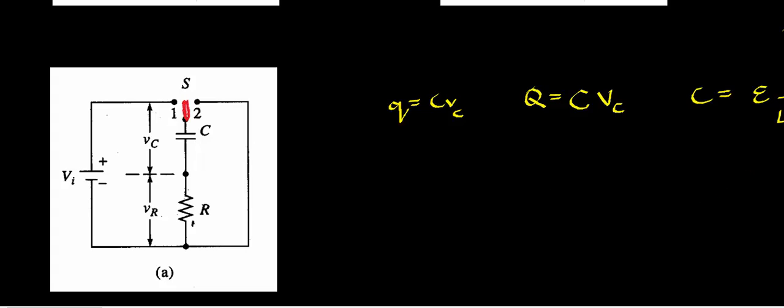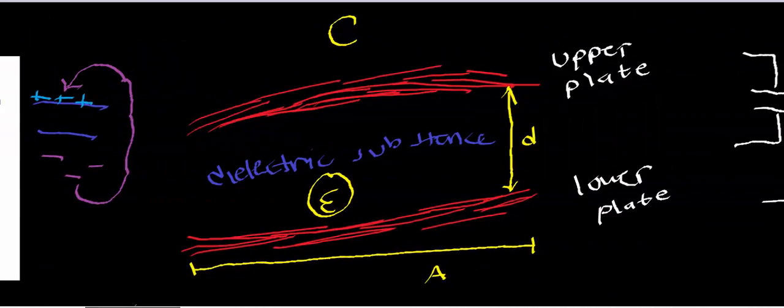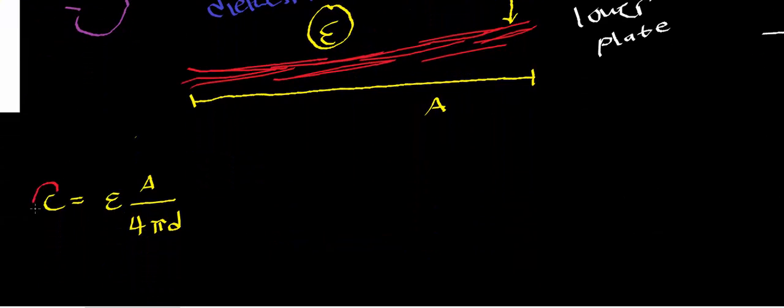Okay, now let's actually go back to our original picture of the capacitor. So here is our capacitor right here, and we have 2 plates that make up the capacitor with a dielectric substance in between them, and we have a certain distance d that separates the 2 plates, and then of course each plate has a specific area. Now what we're going to do is define capacitance right here as this. Capacitance is going to be defined as the dielectric constant multiplied by the area of the plate divided by the quantity 4 pi d.